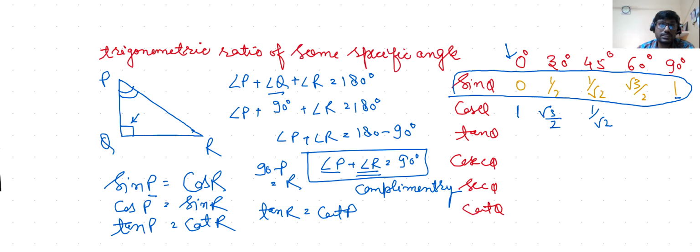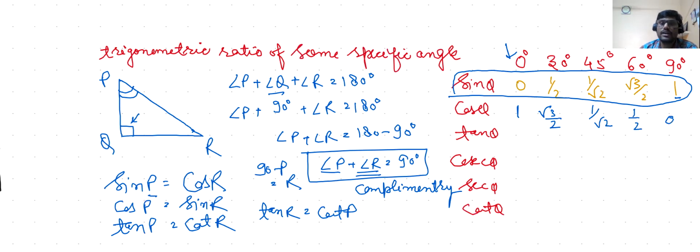Then for cos 60, just subtract 60 from 90. What do we have? 30. So sine 30 would be cos 60, and it is equal to 1 upon 2. And cos 90 is what? 90 minus 90 is 0. So the value at sine 0 degree would be the value at cos 90, which is 0.